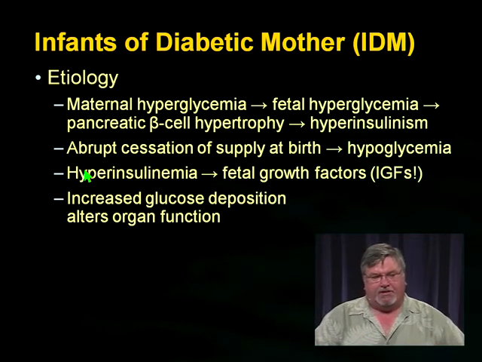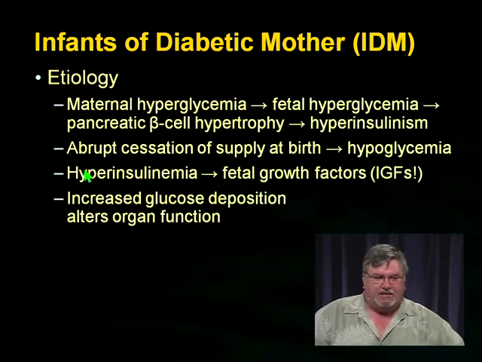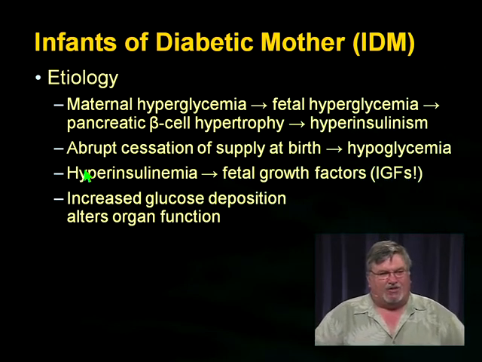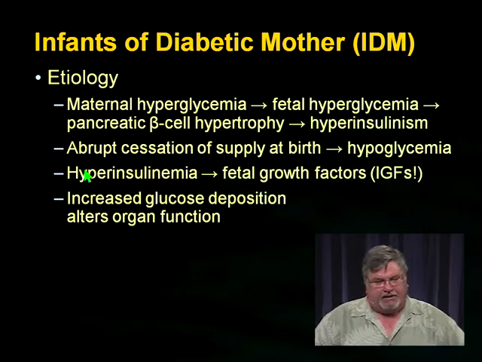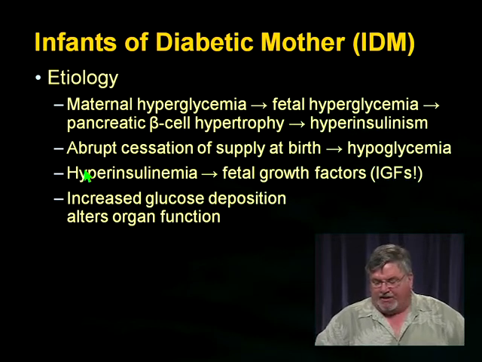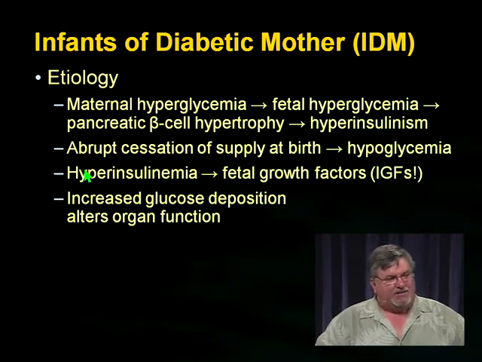Because they lose their supply of glucose and because they don't glycogenolyze or gluconeogenesis, they don't break down glycogen to make glucose or make new glucose from other substrates, they get hypoglycemic at birth. They also have hyperinsulinemia, and that leads to fetal growth abnormalities because the insulin acts like growth factor. That's why they're called insulin-like growth factors. But here you have insulin being the culprit.